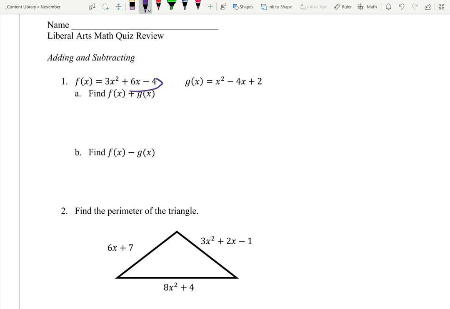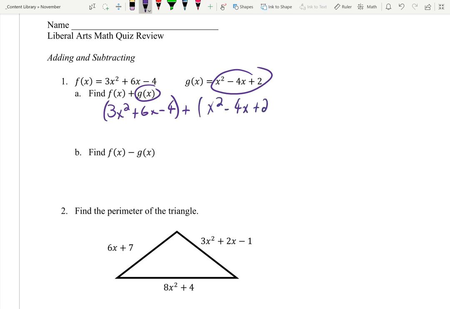So f of x, remember, 3x squared plus 6x minus 4. I'm just going to copy that down. This is 3x squared plus 6x minus 4. That's f of x, and we're adding it to g of x, right? F of x plus g of x. So now we're going to add g of x. G of x is x squared minus 4x plus 2.